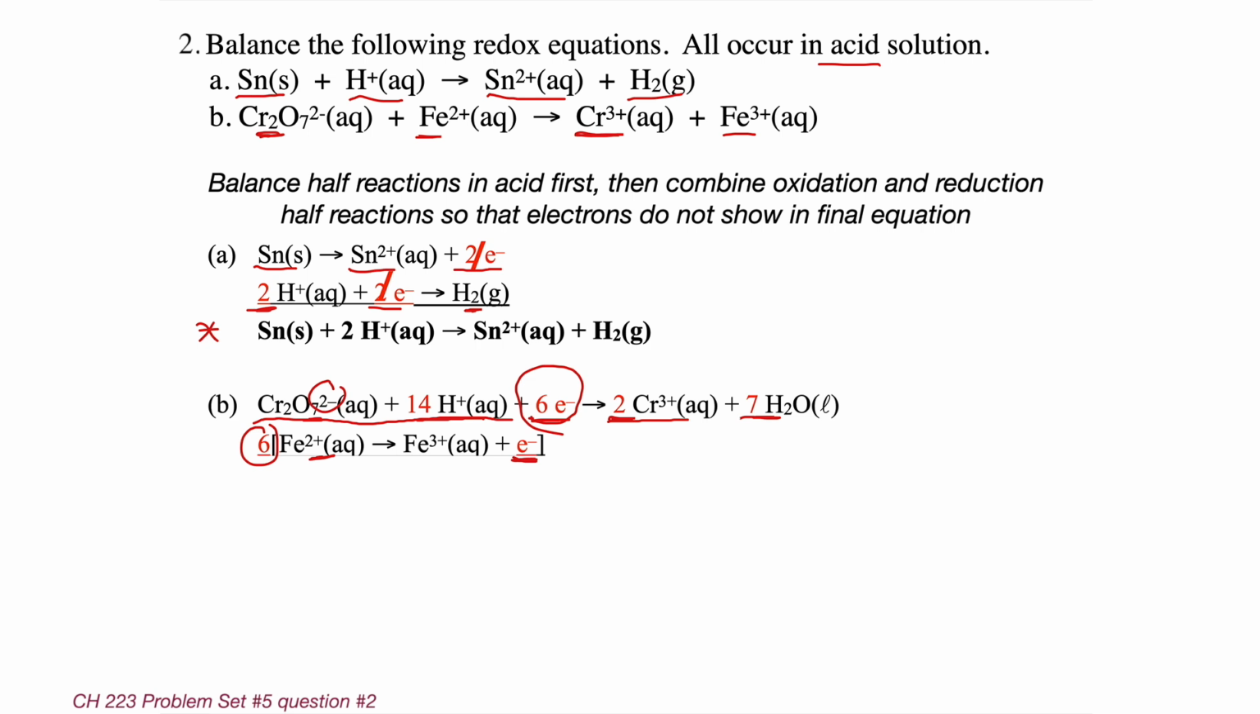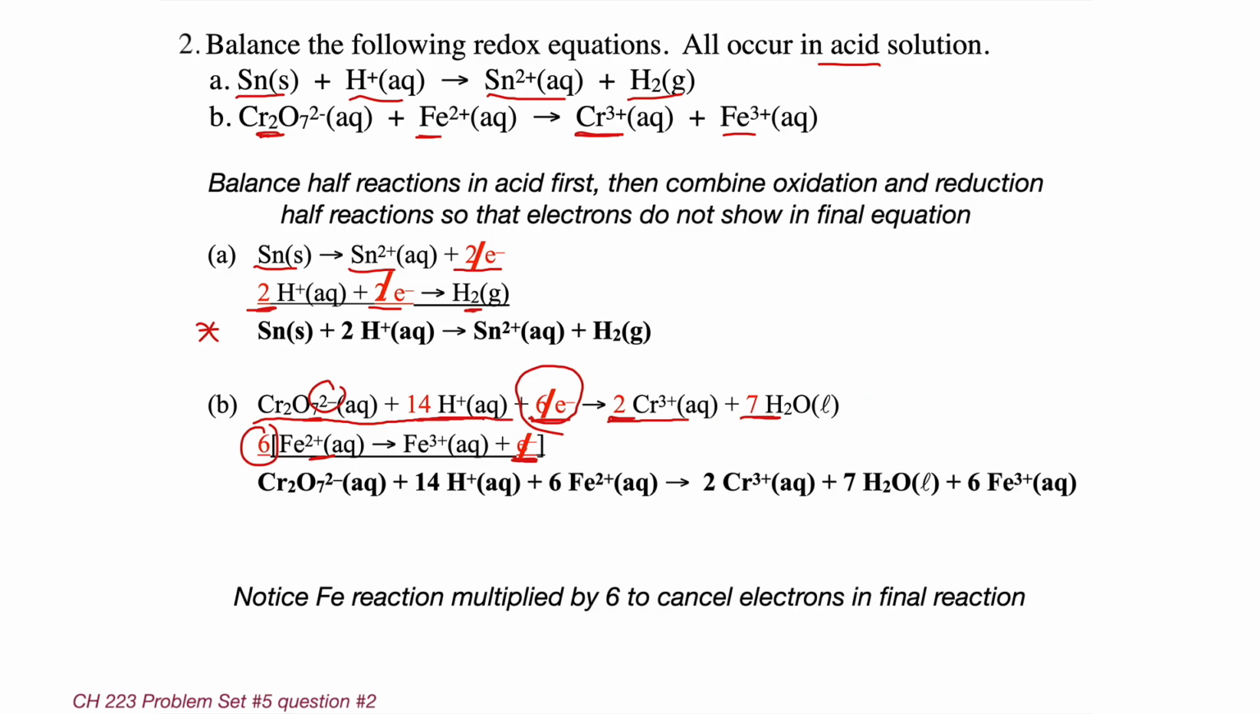We're going to have 6 iron plus 2s going to 6 iron plus 3s plus 6 electrons. And then the electrons on the product side of the iron reaction will cancel the 6 electrons on the reactant side for the dichromate. So combining these two together, the electrons cancel out. You're left with dichromate and 14 H plus and 6 iron plus 2s going to 2 chromium 3 pluses plus 7 waters plus 6 iron plus 3s.